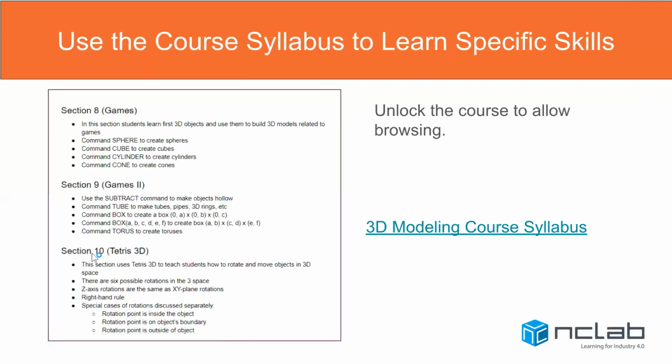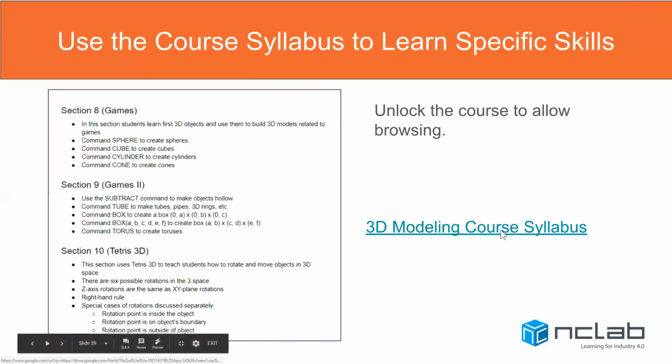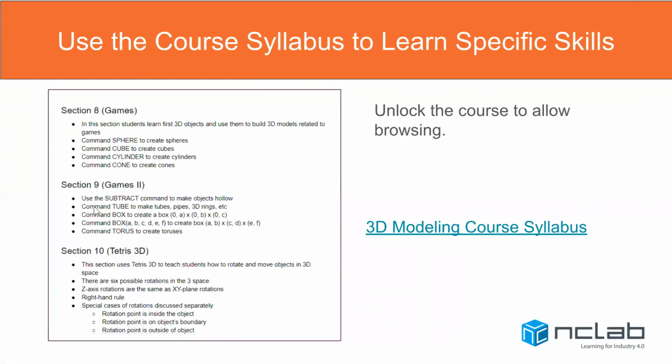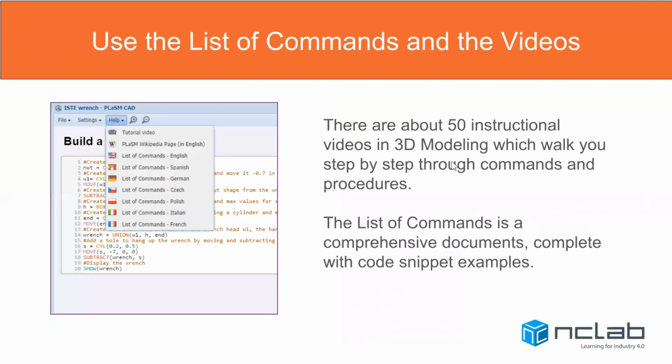So this is an example of the syllabus, and there's a link to the syllabus. So if you wanted to use the subtract command to make objects hollow, you could go to section 9, and that's where you would learn how to do that. There's about 50 instructional videos, and there's a link. It'll take you to the page. You can select a video to watch if you want to learn how to do a process.